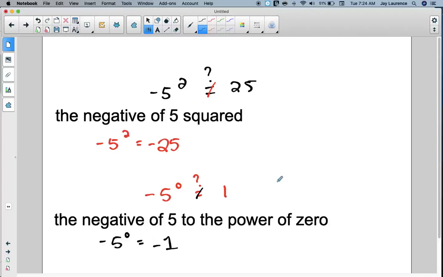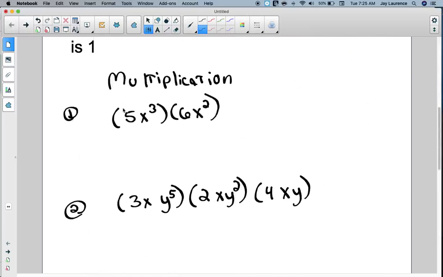If you want to do the negative 5 to the 0 power, what you're thinking is this. That does equal 1. Okay, just like up here, if I do negative 5 squared, that does equal 25. Just bringing that up because I know I see kids making those mistakes.